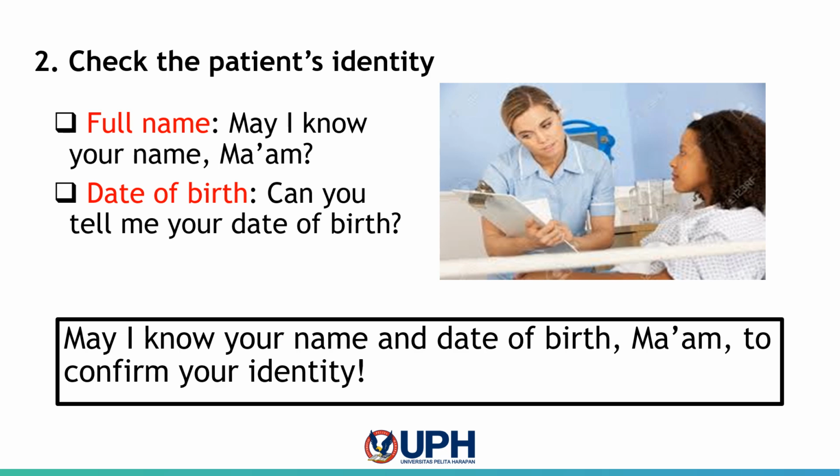After you introduce yourself, you need to check the patient's identity. You do that to make sure you go to the right patient. To say this, you can say, can I take your ID band for identity confirmation? And then after that, you can say, can you please say your name and date of birth? Or you can also say, may I know your name and date of birth, ma'am, to confirm your identity?